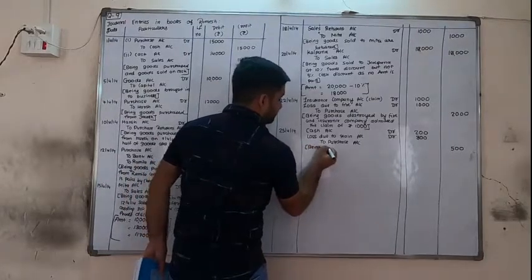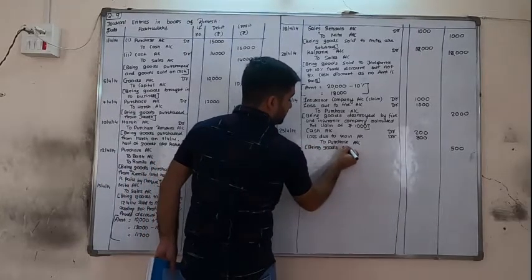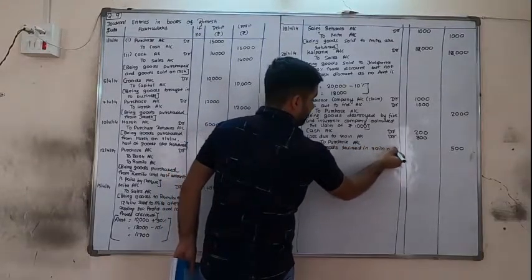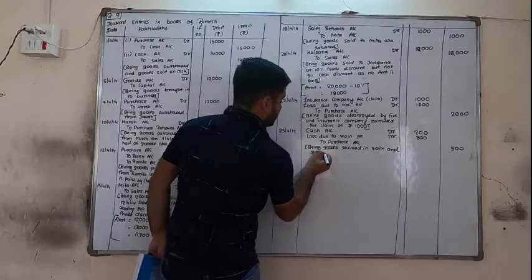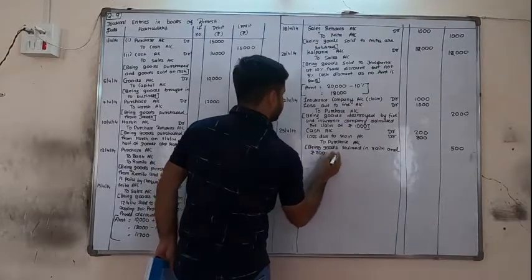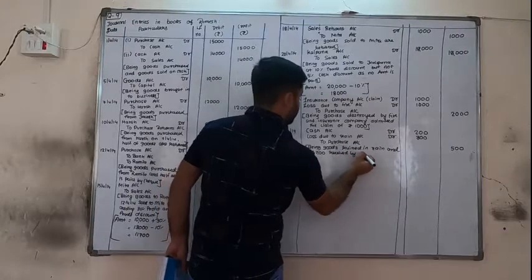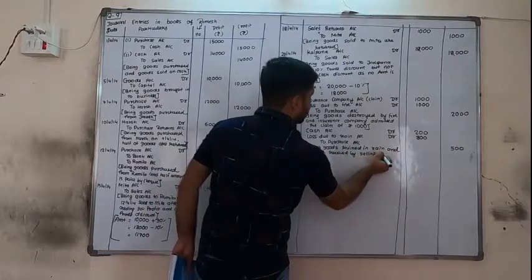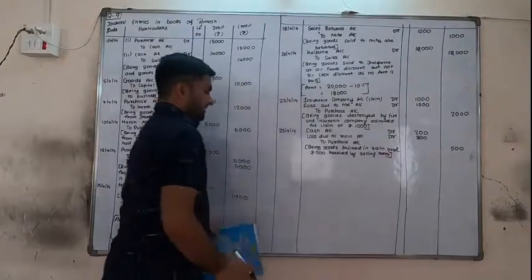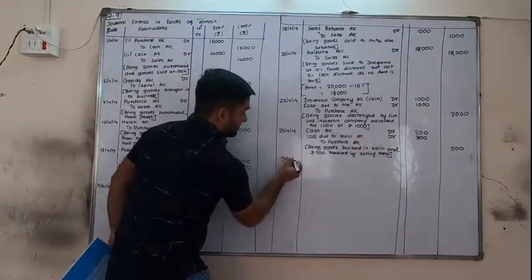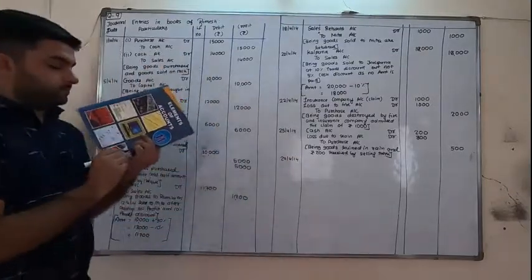Goods ruined in rain and rupees 200 received by selling them. Next date is 27.